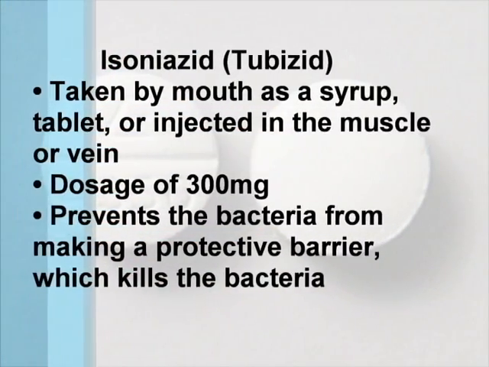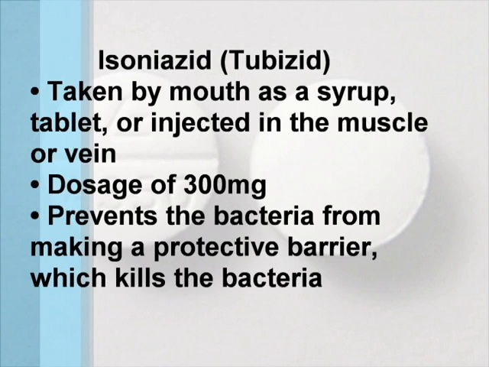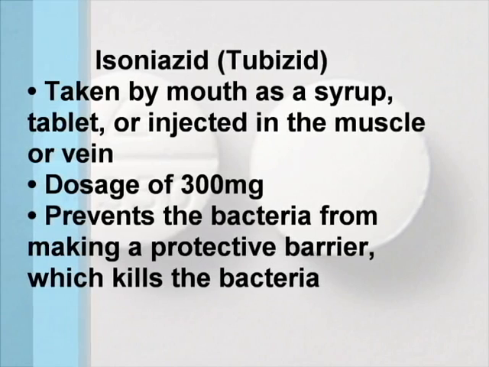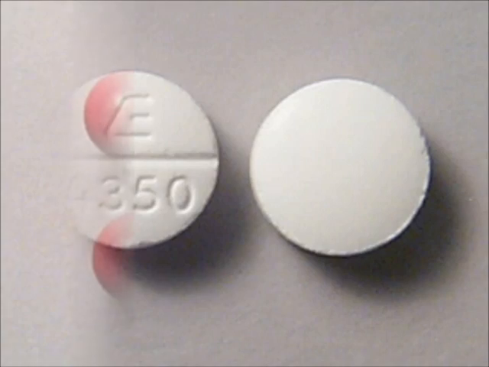Isoniazid, also known as Tubazid, can be taken by mouth as a syrup, tablet, or injected in the muscle or vein with a dosage of 300 milligrams. This drug prevents the bacteria from making a protective barrier, thus killing the bacteria.